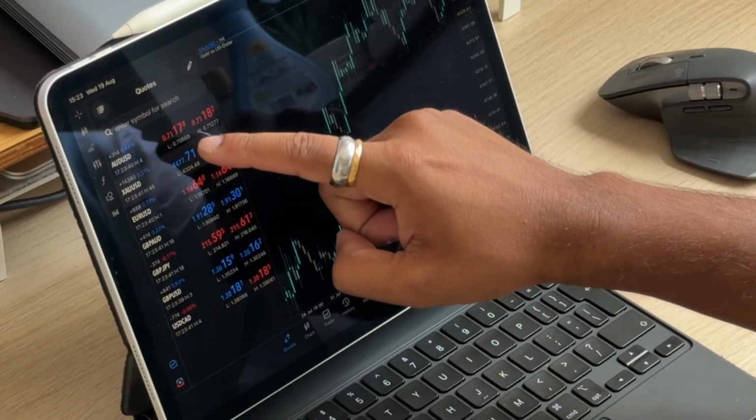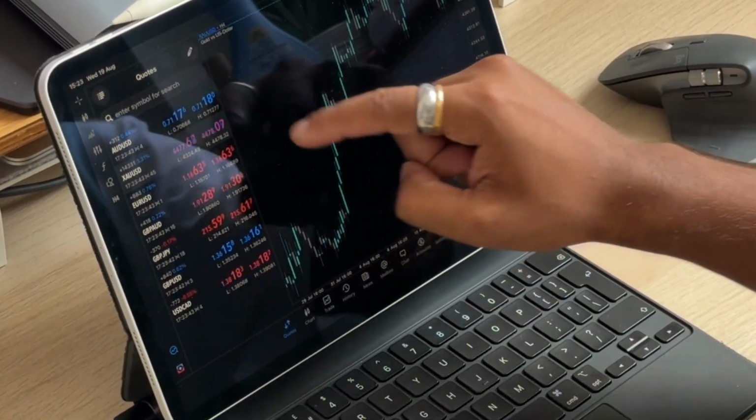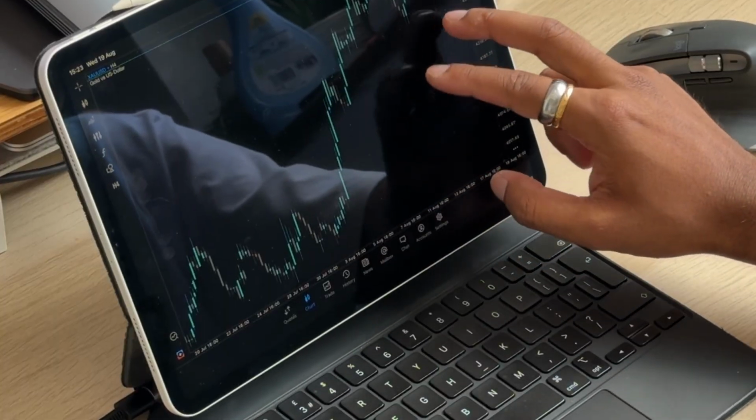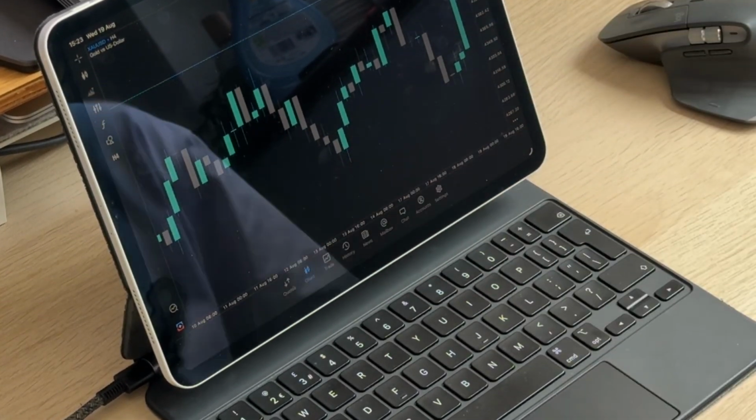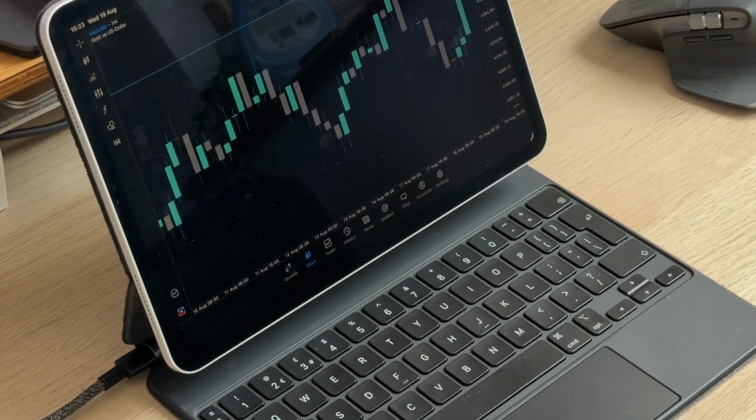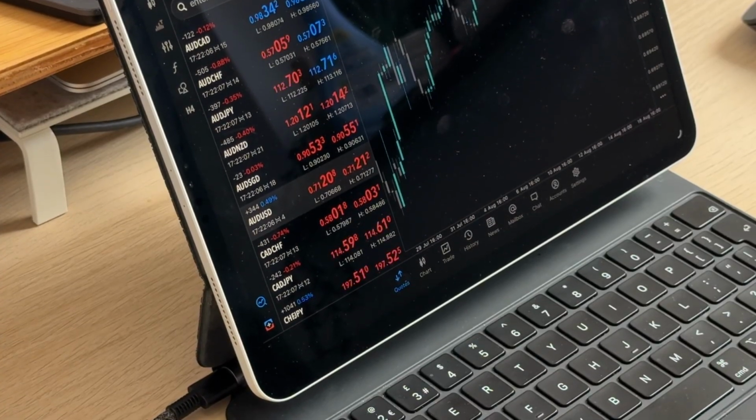Now if you're completely new to trading, please don't overlook the importance of understanding stop losses and position sizing. One of the biggest mistakes beginners make is focusing on how much money they can make rather than how much they can actually lose.